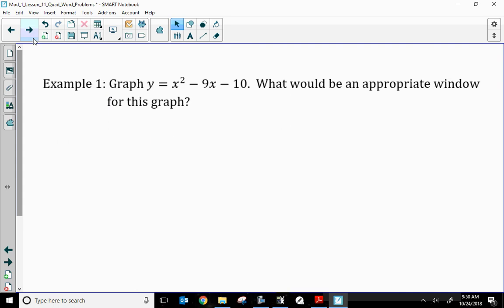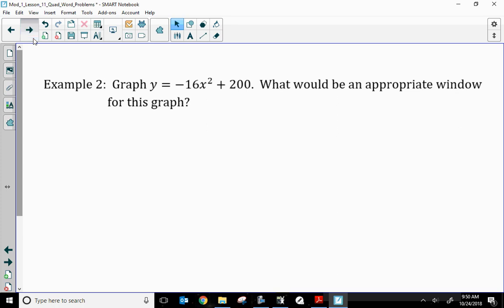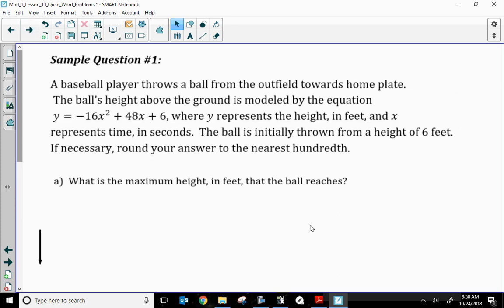All right, I'm not going to have you do this. What would be an appropriate window for this graph? If you want to practice it, that's fine. Same thing here. This is where we're going to start.